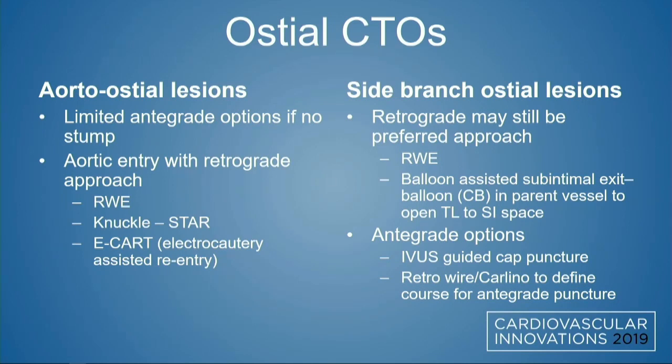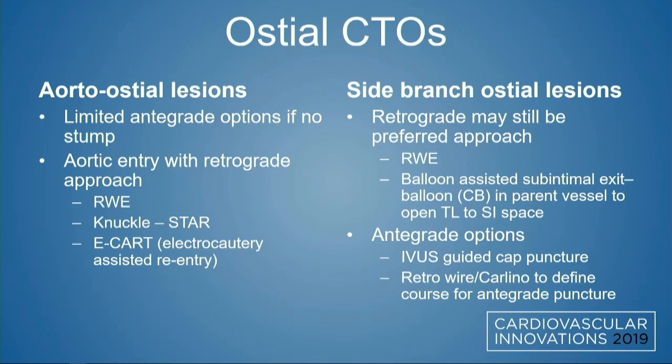For side branch ostial lesions, oftentimes the retrograde approach is the preferred approach, with retrograde wire escalation to re-enter into the main vessel. Another approach that I've used on occasion is balloon-assisted subintimal exit, where a balloon, preferably a cutting balloon, is inflated in the parent vessel to create an opening between the true lumen and the subintimal space that will help with retrograde rewiring. Antegrade options also are available in this particular type of ostial CTO.